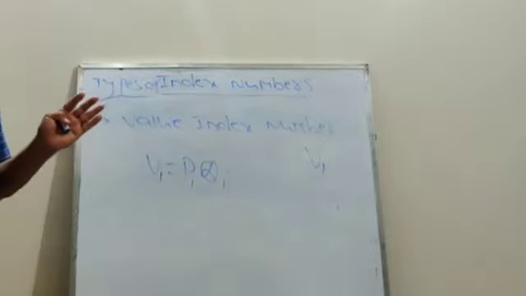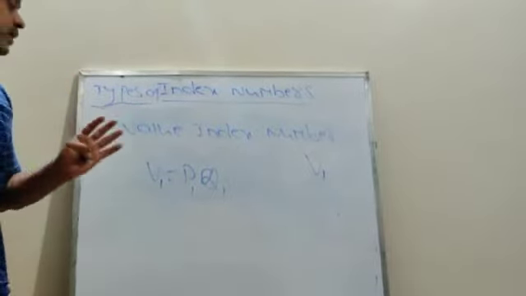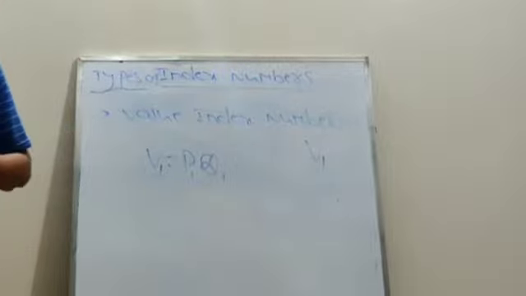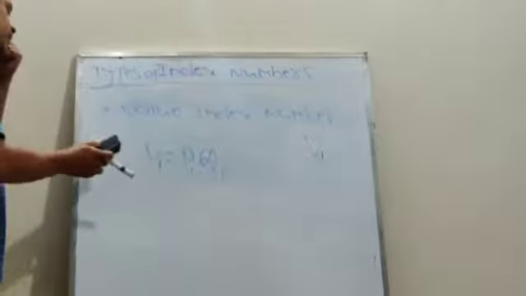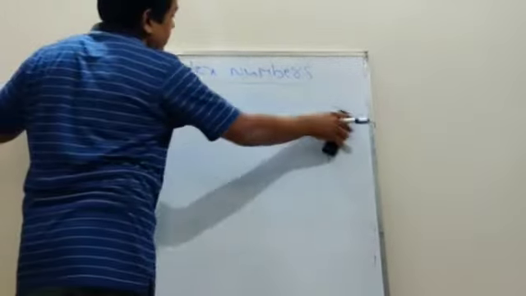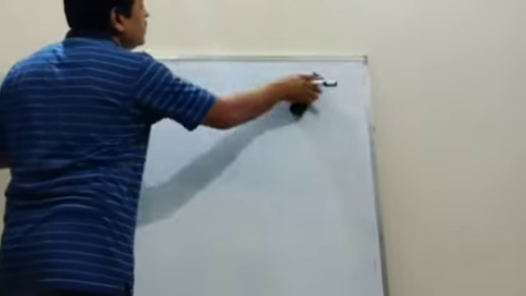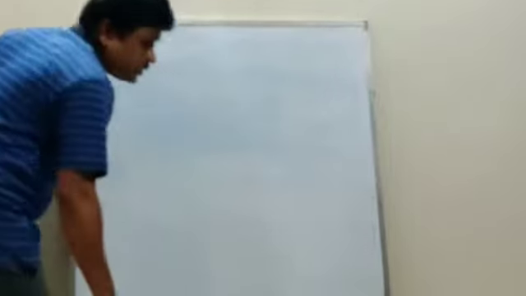This value index number is the total value of the money transaction taking place, and also it is the multiplication of price and quantity index number. This is what I wanted to discuss. We discussed first what you mean by index number, and also price relative. And also we discussed the types of index numbers. In total, 3 types we have discussed.